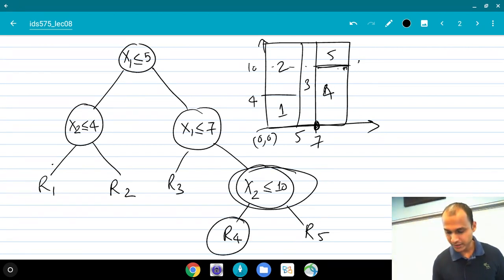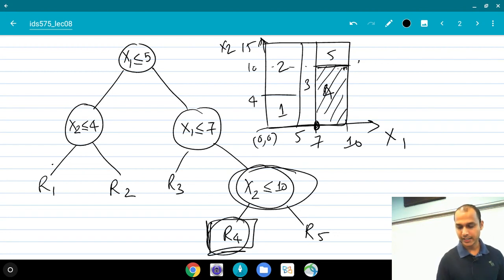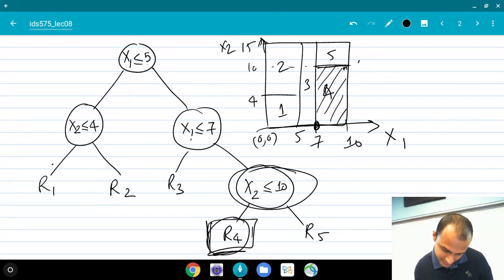For example, how is R4 defined? It's a good question. This is R4. Let's say the first feature goes up to 10 and the second feature goes up to 15, so 0 to 15 and 0 to 10 for those two features. Then R4 is defined in terms of these three inequalities. Did I do it incorrectly?